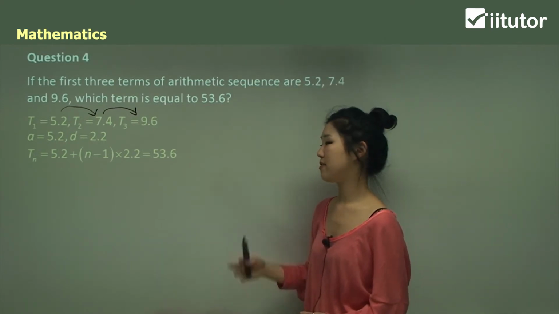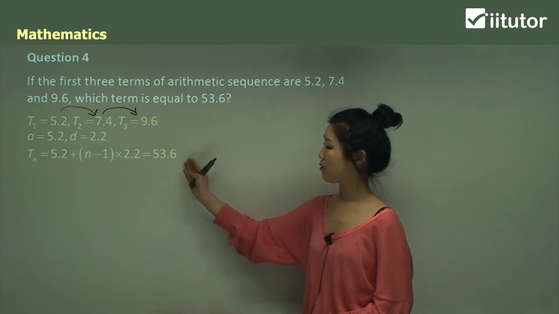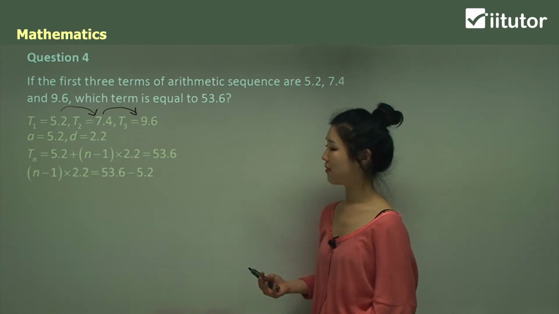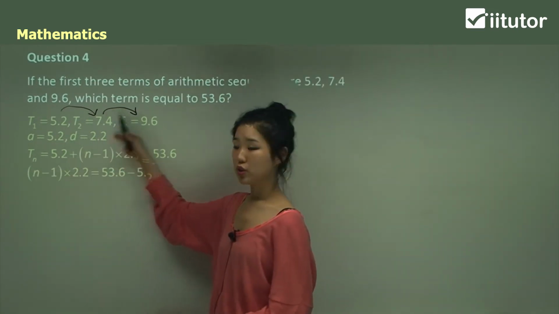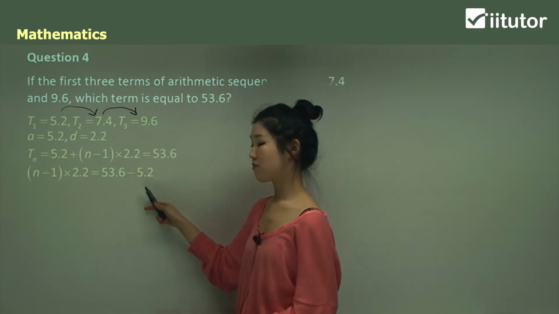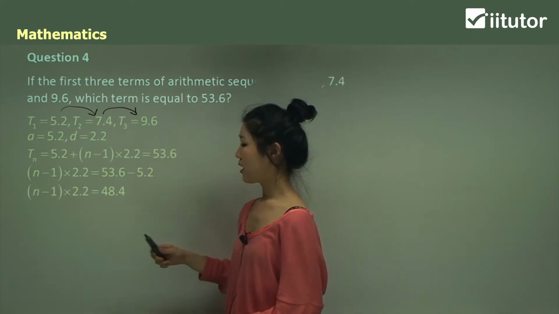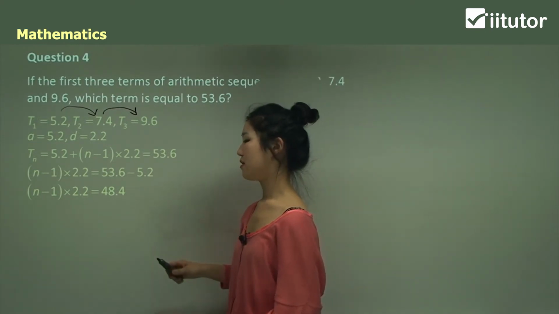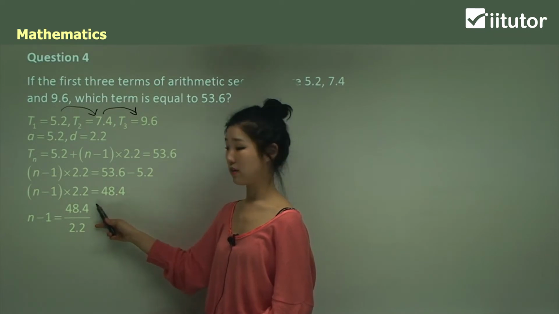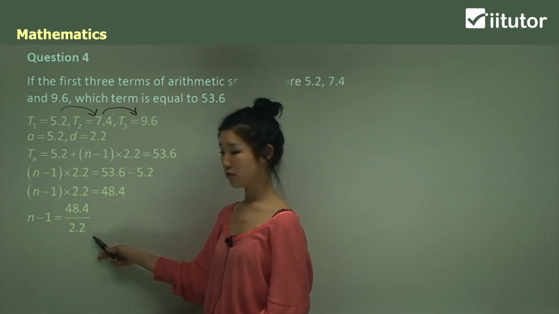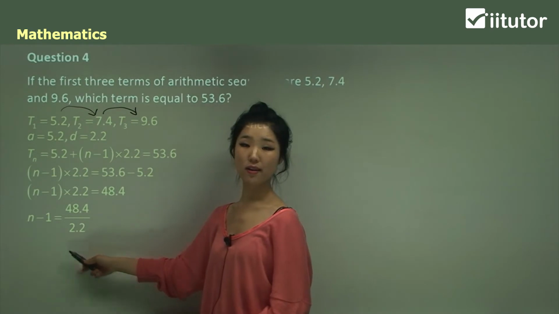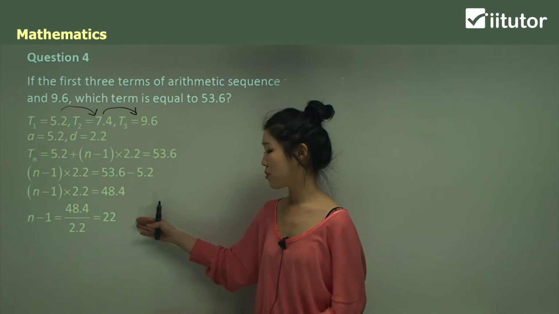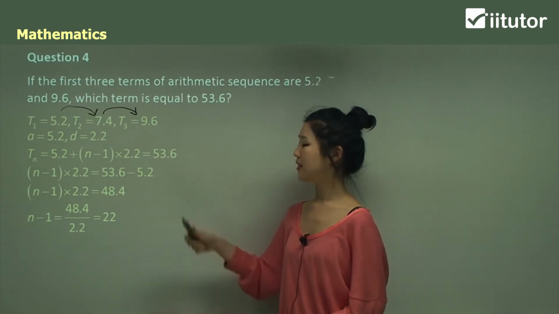All we need to do is solve for N. That will be the term that will make 53.6. Okay, so let's solve it. I'm going to move 5.2 over, so I have 53.6 minus 5.2. Simplifying, that's going to be 48.4, right? And then I'm going to divide both sides by 2.2. So 48.4 divided by 2.2, and this side is left with just N minus 1. Basically 48.4 divided by 2.2 is 22, isn't it? To simplify it guys, 22.